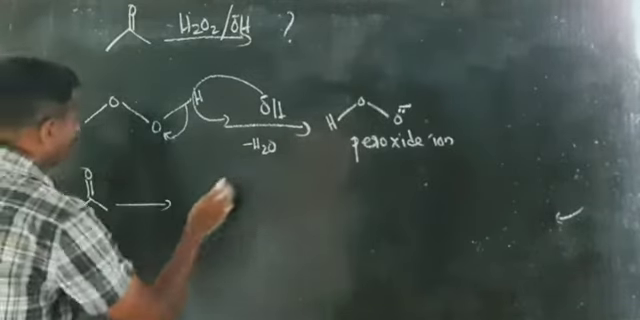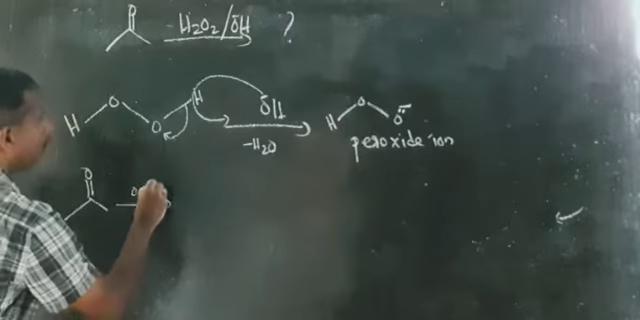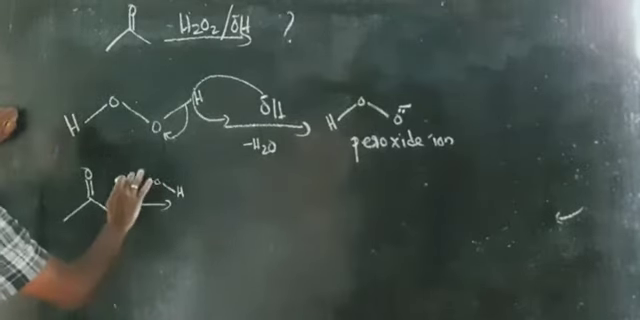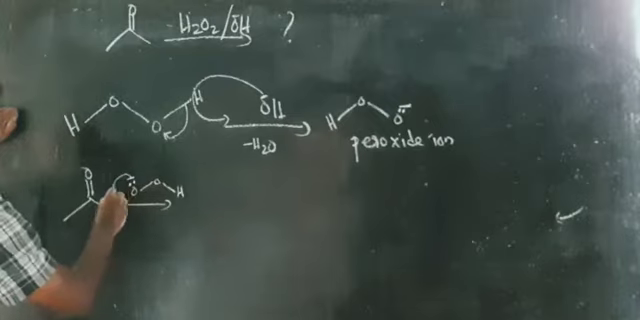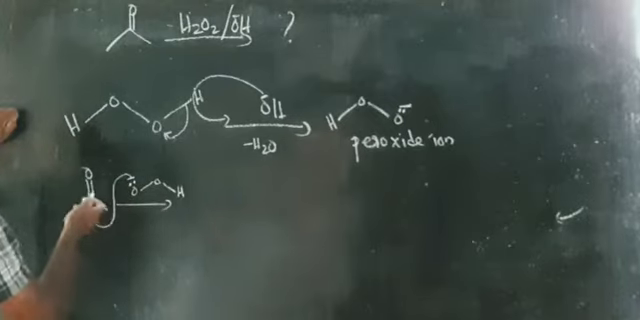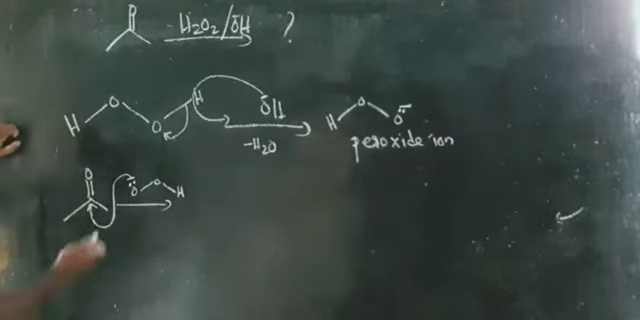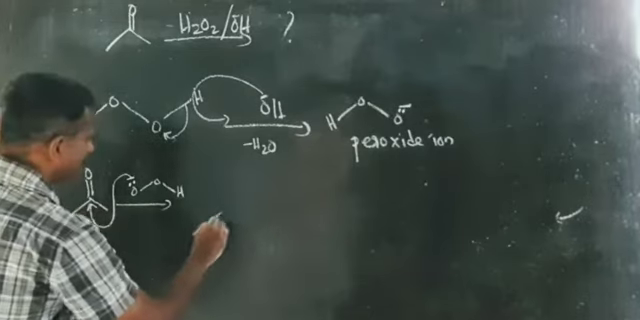And in the next step, you can see that this is our ketone, and of course, this peroxide ion, what is our peroxide ion? OH, and here it is. This is our peroxide ion. This peroxide ion is attacking on this polar carbon. This CO group is polar, carbon is slightly positively charged. Therefore, this lone pair electron is attacking on this. So, we get a structure like this.